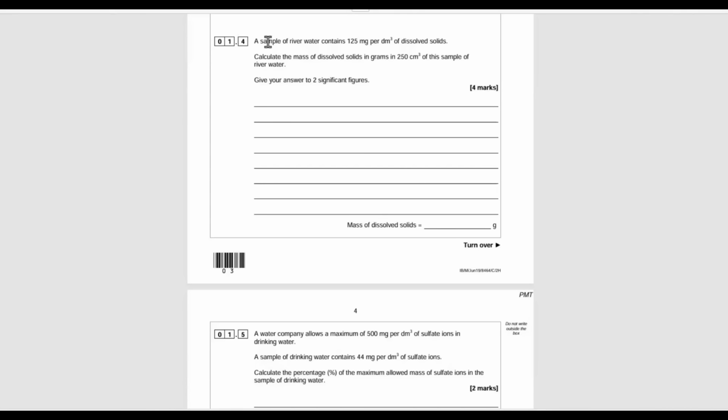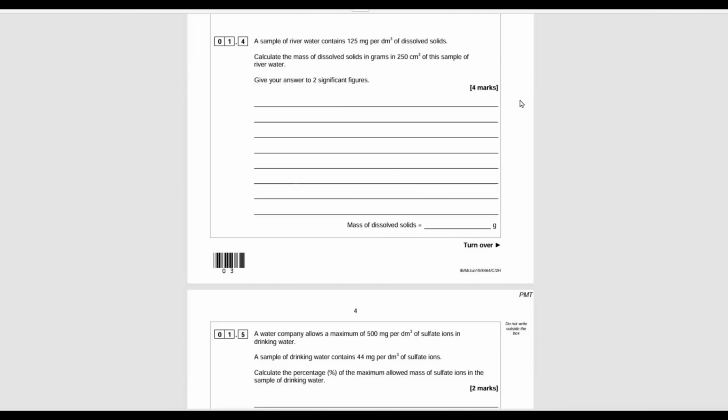Okay, 1.4. A sample of river water contains 125 milligrams per decimeter cubed of dissolved solids. Calculate the mass of dissolved solids in grams in 250 centimeters cubed of this sample of river water. Give your answer to 2 significant figures. It's worth 4 marks. Let's go, peeps.